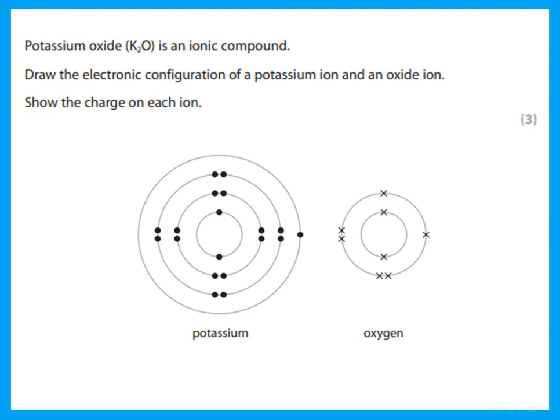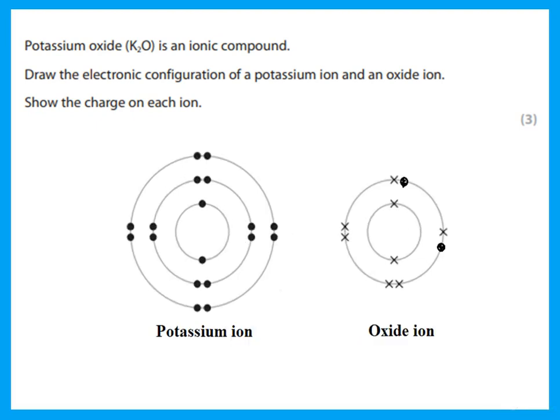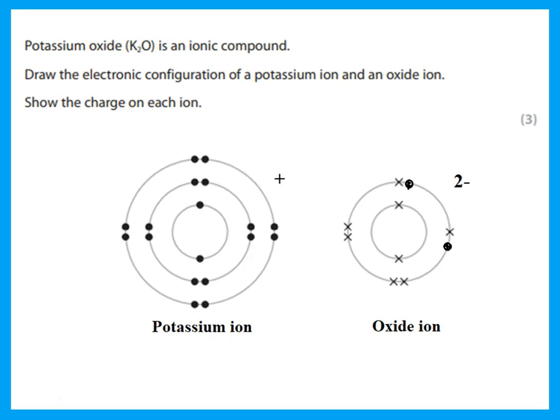Oxygen is in group 6. It is 2,6. Now, when I want to draw the ion, how do I draw it? You should remember potassium has 1 electron in its outermost shell. It will lose it. And the oxide ion has 6 electrons in its outermost shell, so it gains the 2 electrons in order to have a full outer shell. Each potassium ion has 1 positive charge. Each oxide ion has 2 negatives.